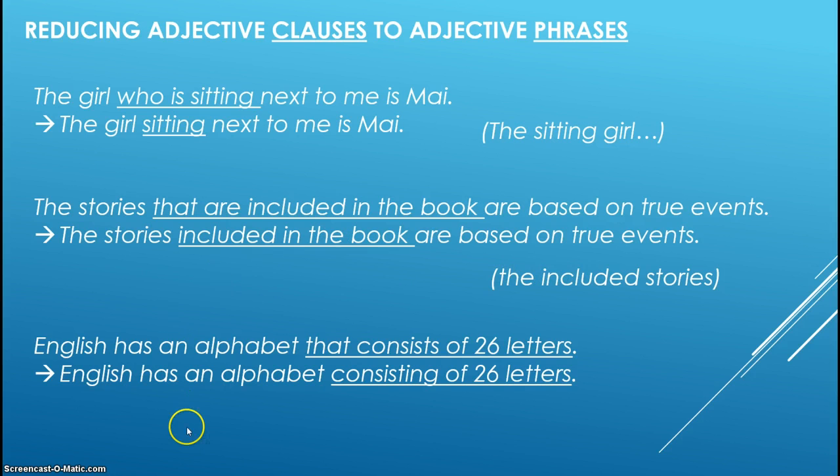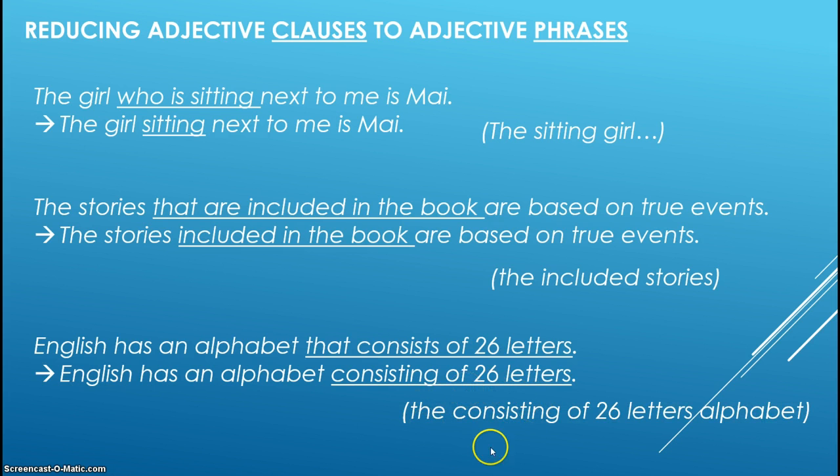Now, the last one we have. English has an alphabet that consists of 26 letters. Here is our adjective clause describing the alphabet. Here we have shortened it to a phrase: English has an alphabet consisting of 26 letters. And that's a little bit more of an awkward example. The consisting of 26 letters alphabet. That sounds too awkward, I think, for English, but you have the concept there. This is all explaining the alphabet. All right.